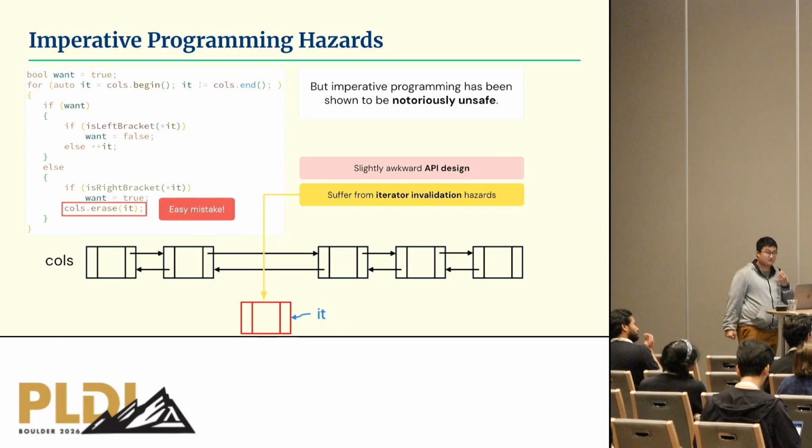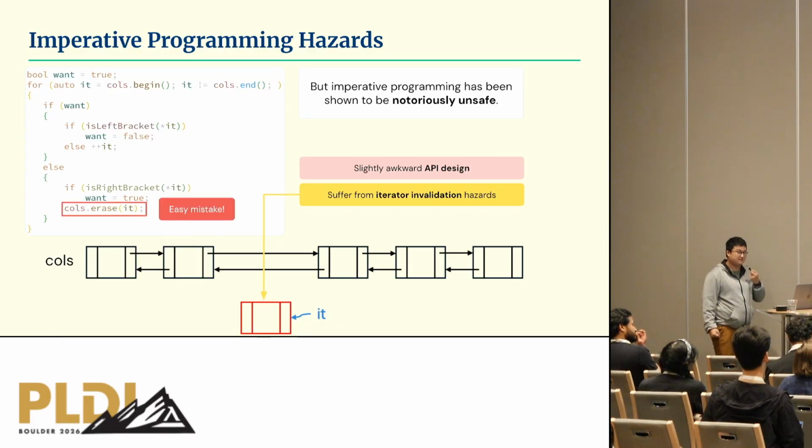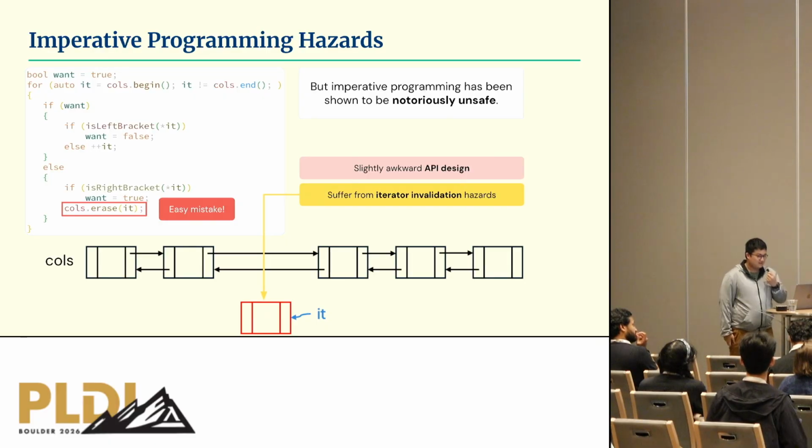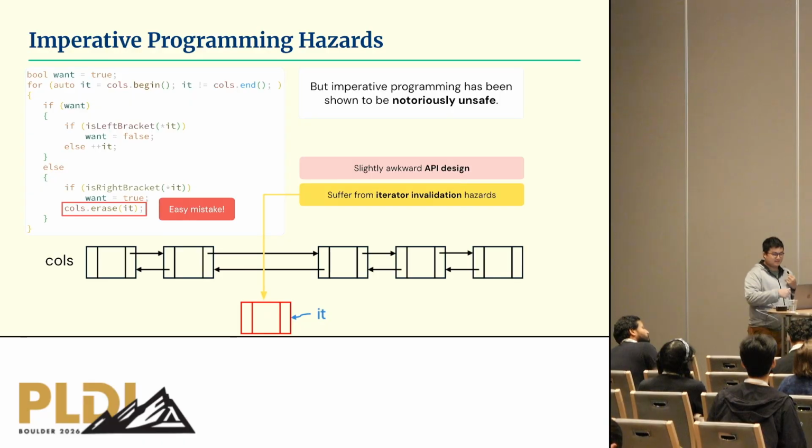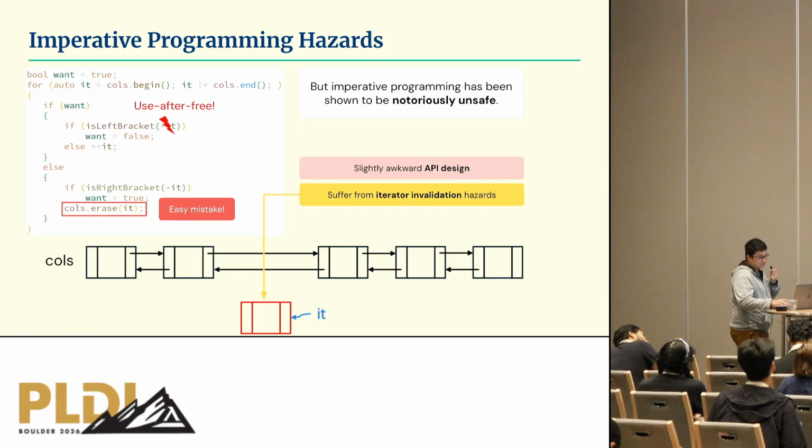For example, an easy mistake made by many beginner or even advanced programmers is to just not capture the return value of the erase method and instead just leave it here. In this case, we see on the bottom that the iterator will still be pointing to the removed element. And in the next iteration, when we try to dereference it, it will be a use-after-free hazard. Similar hazards like this are the direct reason why we want to introduce persistence in traditional languages.